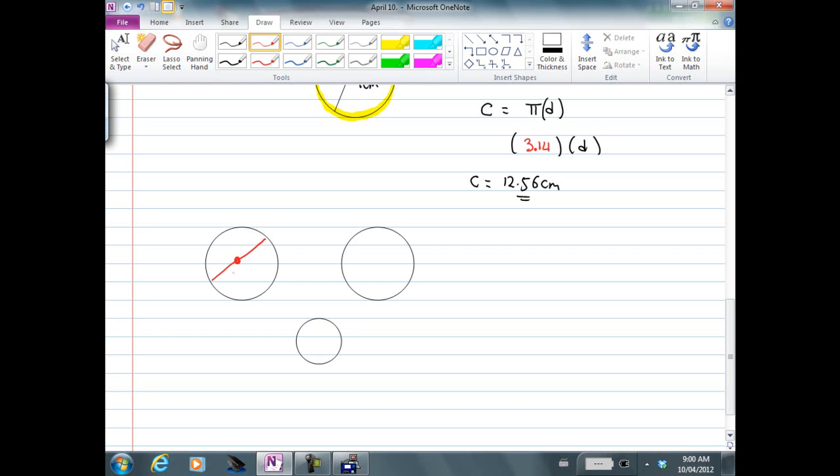This here is going to be 10 cm. This here is going to be 5 cm. This here, 2 cm. Your job is to find the circumference of each one of them. Guys, gals, I'm going to pause it.